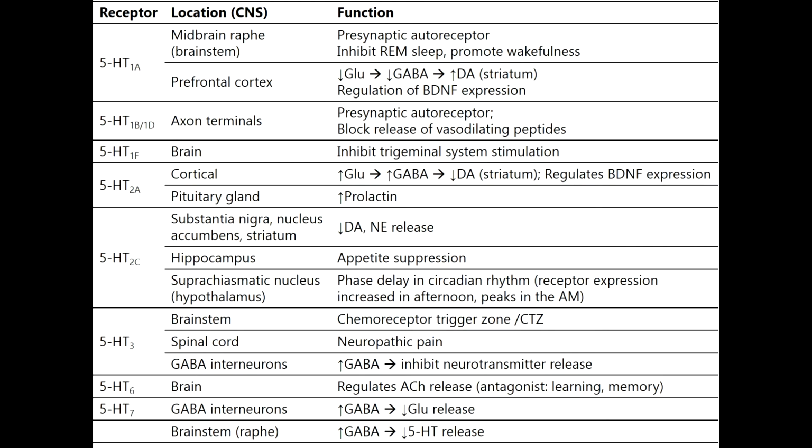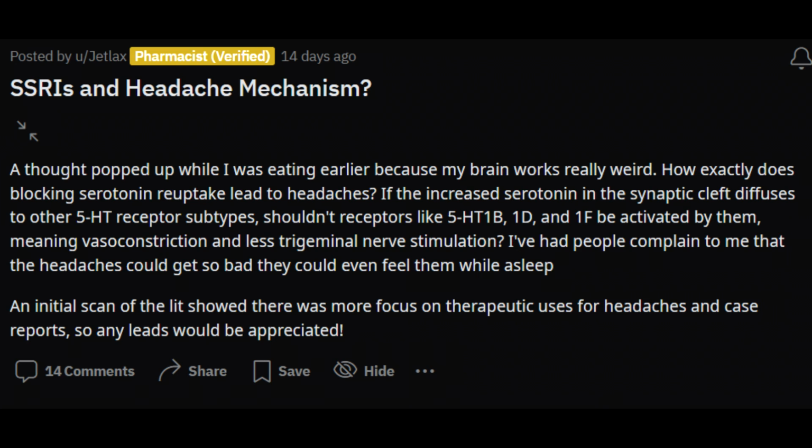And supposedly, if you block SERT, you increase the release of serotonin. Increased serotonin would then go bind to these receptors. You just bind 1B, 1D, 1F, so supposedly, right? So you get vasoconstriction, right? And reduced release of neuroactive peptides due to reduced trigeminal nerve stimulation. Okay. But why is it that blocking SERT can lead to increased headaches?